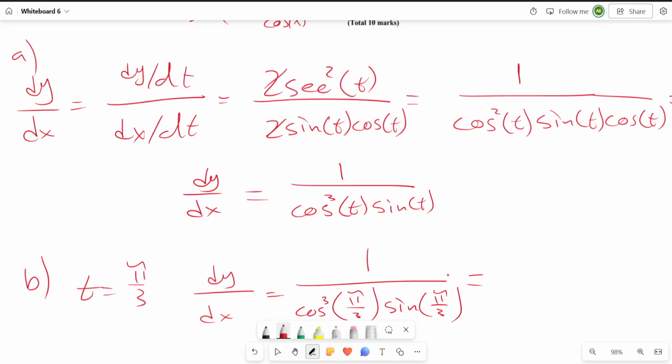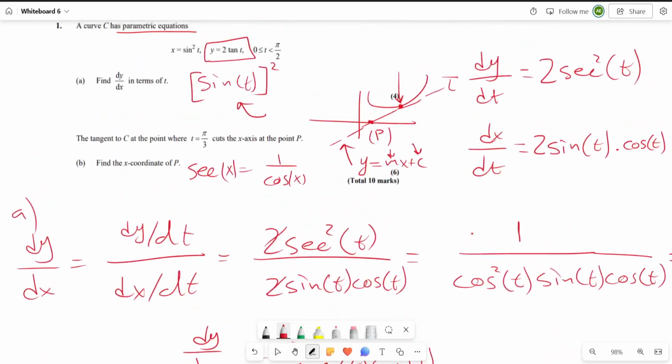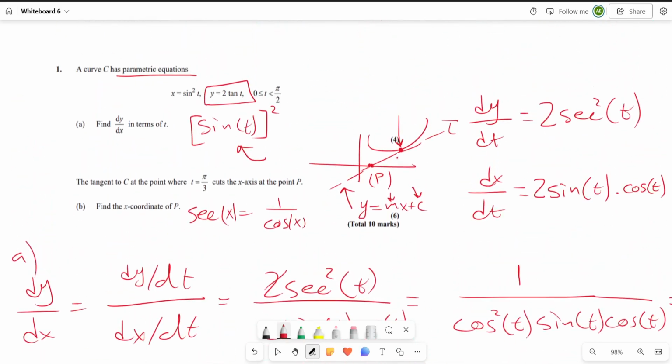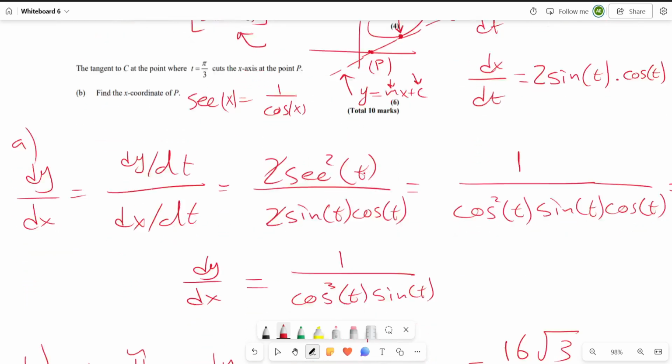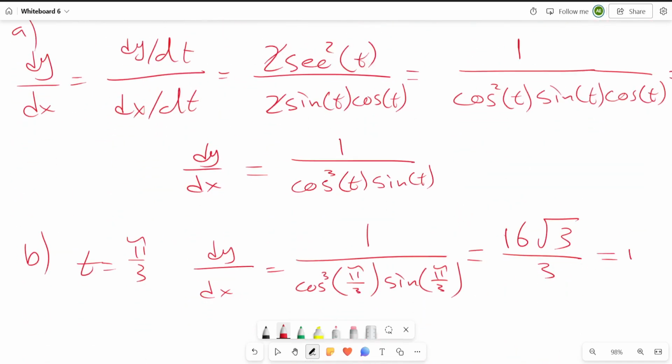So cosine cubed of pi over 3 multiplying sine of pi over 3 is going to give me an answer of 16 root 3 over 3. So this is my gradient of the curve at this point, which is also the same as the gradient of this straight tangent line. So this is equal to m.